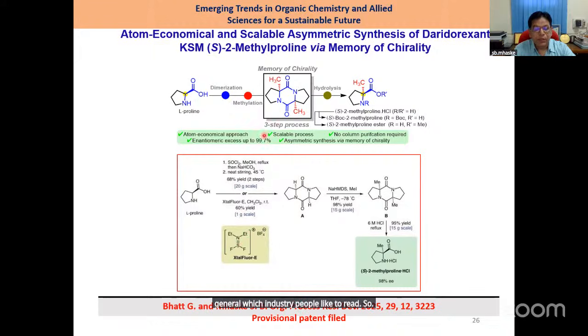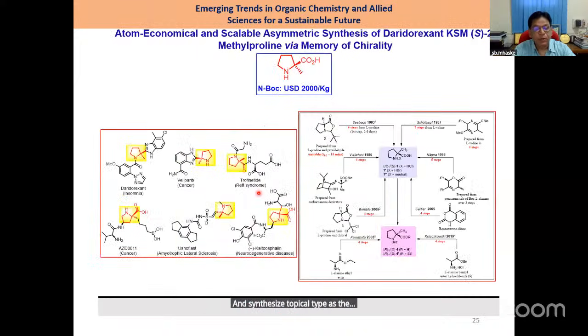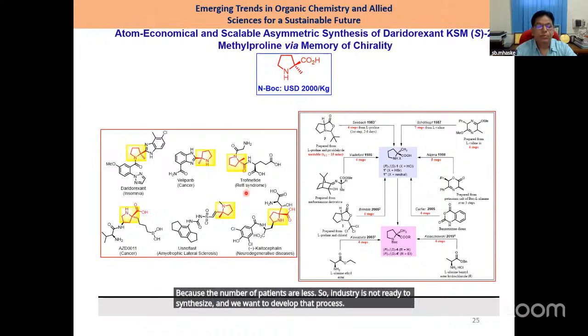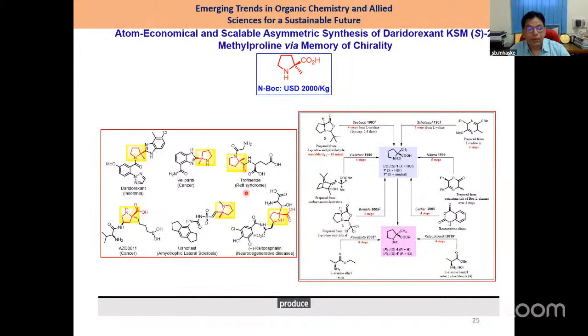We are now working on using this as a starting material and synthesizing trofinetide as the target. The reason is that this is used for Rett syndrome. However, it is a neglected orphan drug, because the number of patients is small. So industry is not ready to synthesize it, and we want to develop that process. Though some of the steps have been reported, we want to hand over this process to industry so that they can produce it and make it available to patient groups.